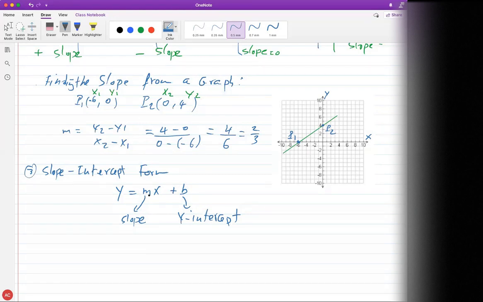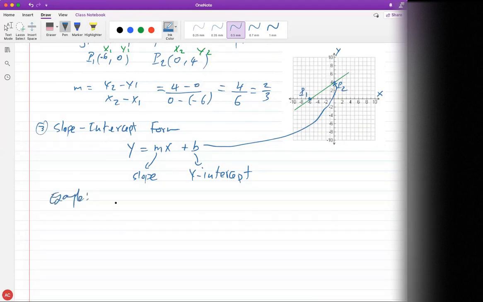The slope is the steepness of the line. The b is the y-intercept. It just means where the line and the y-axis meet. So this is the y-intercept here in this case. Whatever line you're working with and the y-axis meet here, so that's called the y-intercept. So b here is the y-intercept.